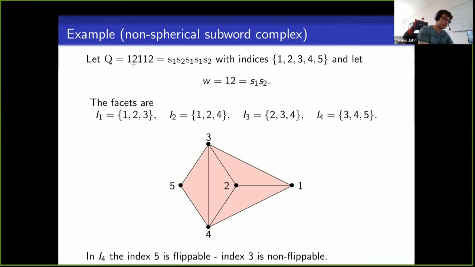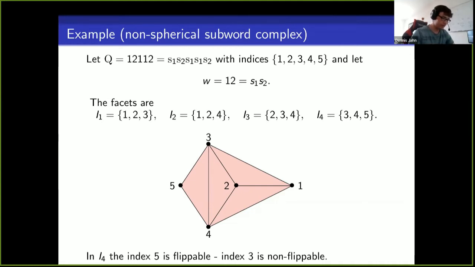This results in the first 3 facets, I1 to I3. And if we take this 2 at the beginning, we only can take the 1 that is right before that. So this corresponds to the facet I4. And these facets are now 2-dimensional. So if we draw the subword complex, we get these 4 triangles here where the filling is part of the facet.